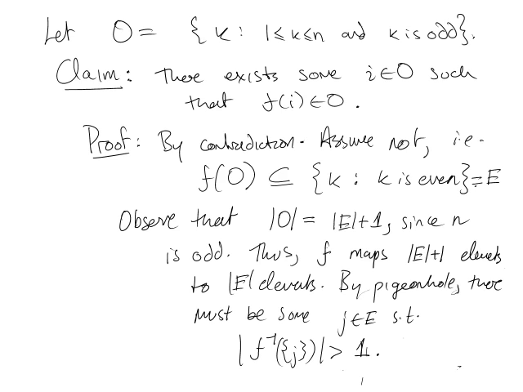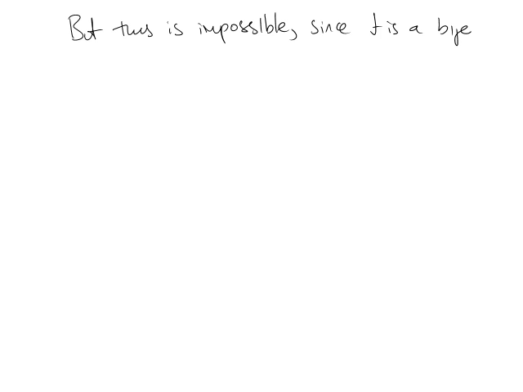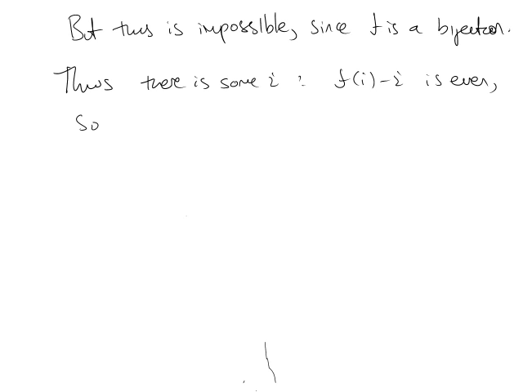But now this is impossible because the function is a bijection. So what does that mean? Thus there is some i such that f of i minus i is even. So the product, or i minus f of i, is even, as desired.